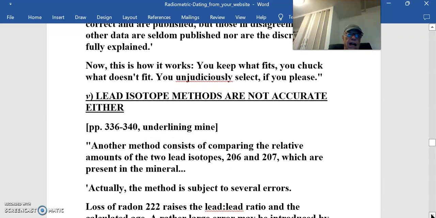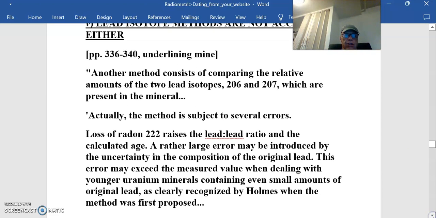Lead isotope methods are not accurate either. Another method consists of comparing the relative amounts of the two lead isotopes 206 and 207, which are present in the mineral. Actually, the method is subject to several errors. Loss of radon 222 raises the lead-to-lead ratio and the calculated age. A rather large error may be introduced by the uncertainty in the comparison of the original lead. This error may exceed the measured value when dealing with younger uranium minerals, containing even small amounts of original lead, as clearly recognized by Holmes when the method was first proposed.